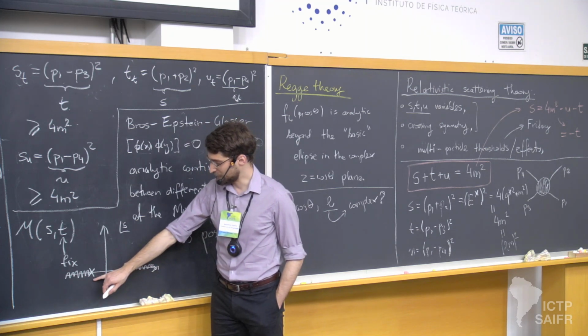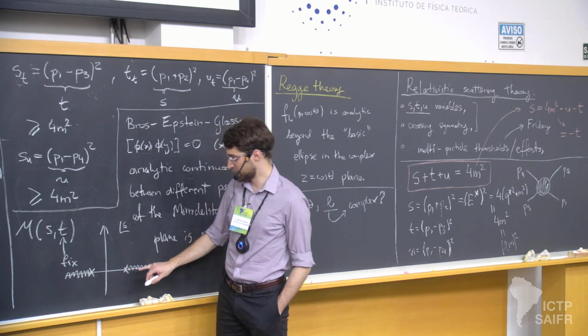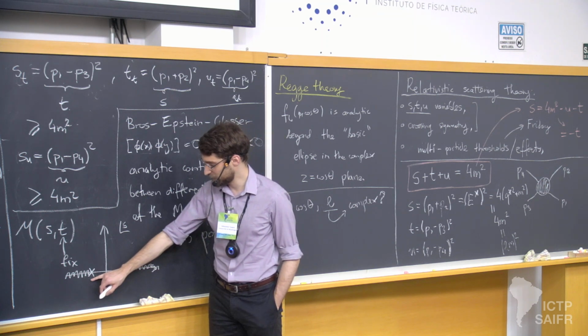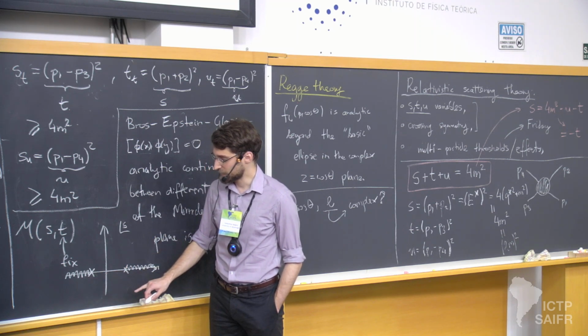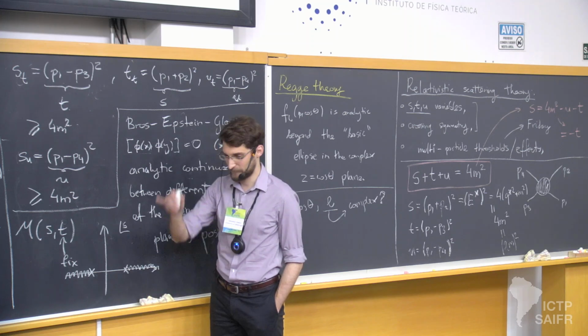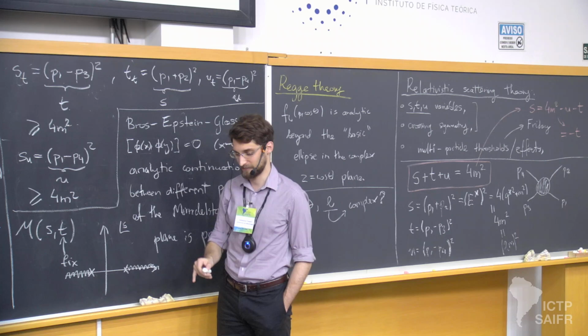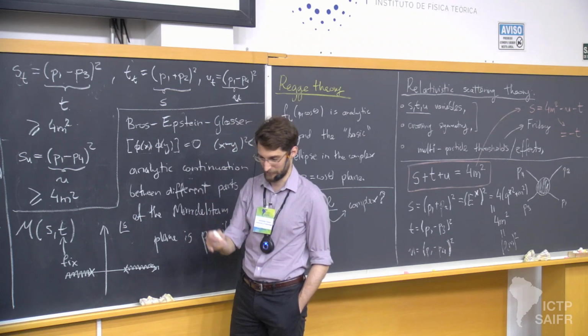So there will be additional singularities in your complex energy plane that also have physical meaning. They are imposed by crossing and are essentially a consequence of the forces in your system that are represented in, let's say, the Feynman diagrammatic language as particle exchanges.